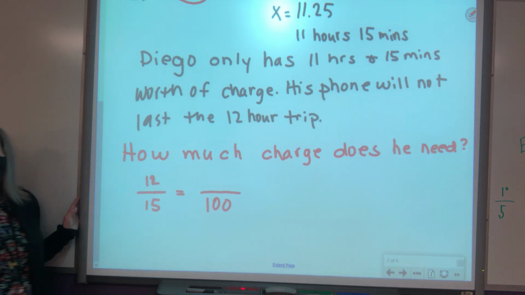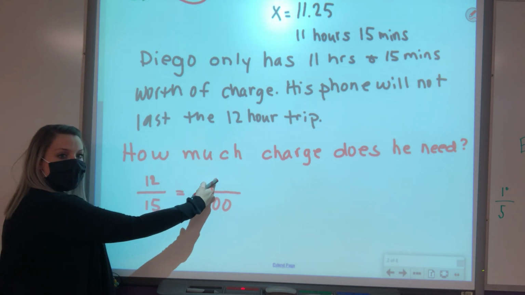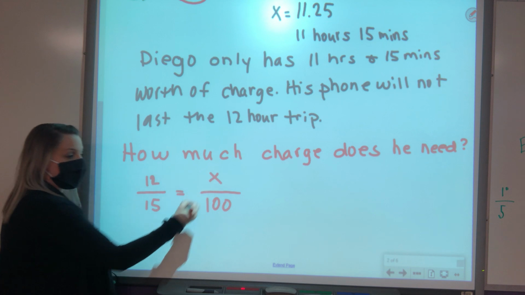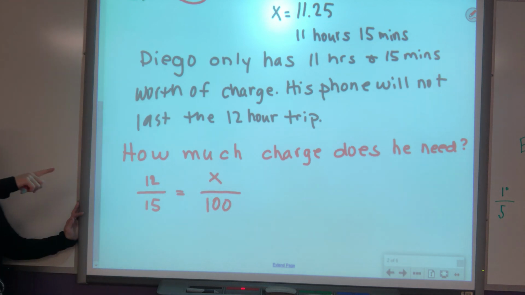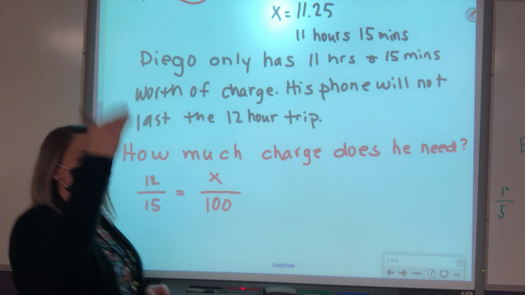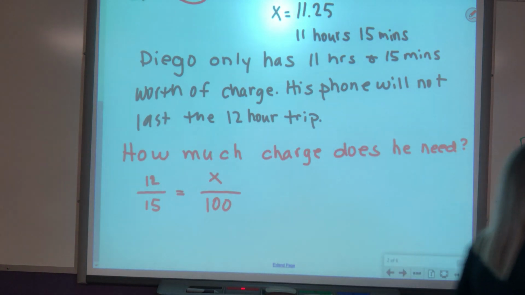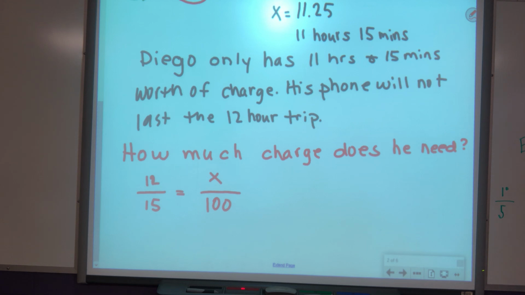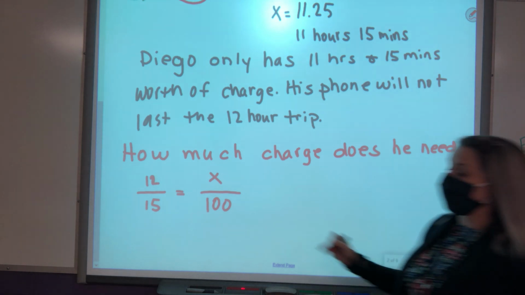What do we not know? What's the percent of the battery? We don't know the percent, so we could go X here. Just with that information, we can totally change the problem and think about this problem in a different way. We know that 75% won't last, but we can figure out how much he needs for the 12-hour road trip, right? So again, we can cross products.